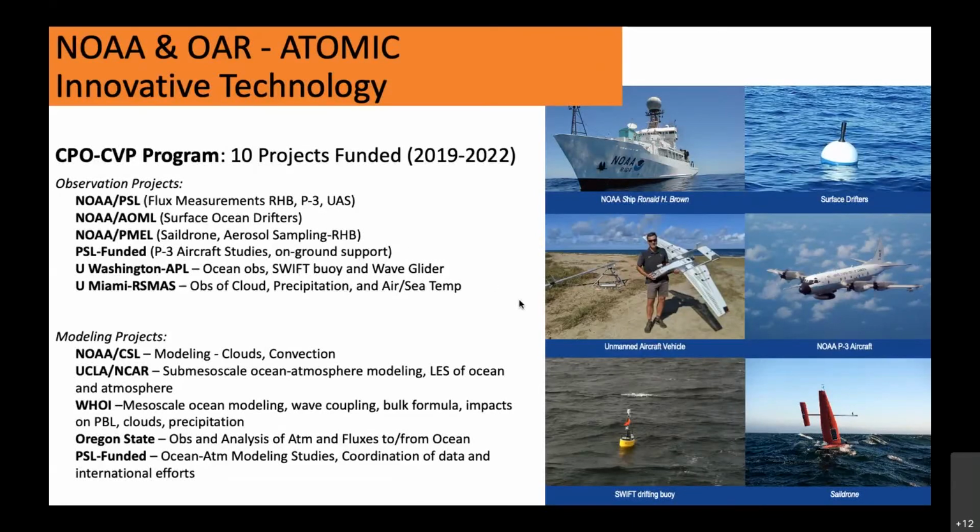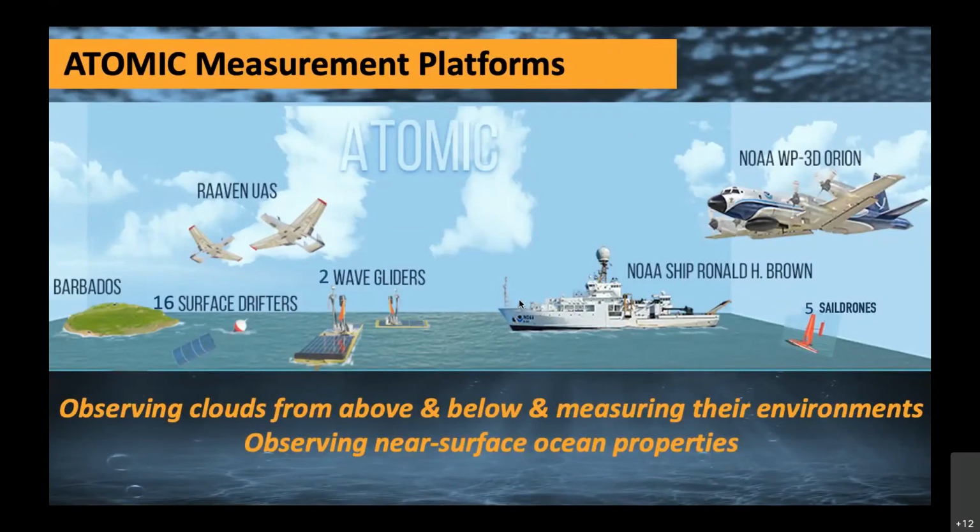So next slide, please. So the NOAA platforms that were employed: the NOAA Ron Brown ship, the P3 Orion aircraft, 5 sail drones, which was joint NOAA and NASA, 2 wave gliders, a whole bunch of surface drifters of various types, and the Raven UAS. The original plan was to deploy a UAS from the Ron Brown, but the contractor was not able to get it certified for operation from the ship, so we went to Plan B and deployed this Raven from Barbados. Next slide, please.